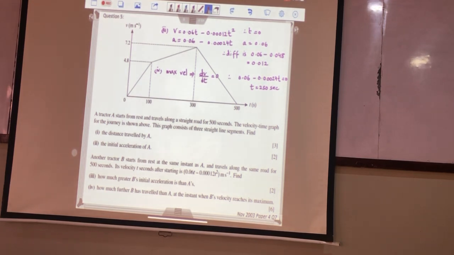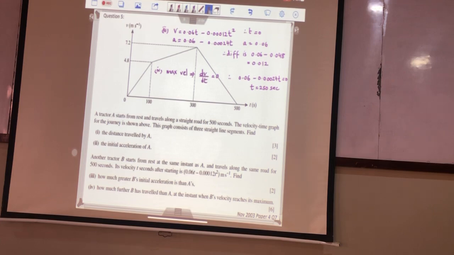When we look at the board, we have the acceleration equation. We plug in the value t equals 0. The acceleration comes out to be 0.06. That previous acceleration for tractor A was 0.048. You subtract the two, you get the answer as 0.012 meter per second square. That is the difference between the two.